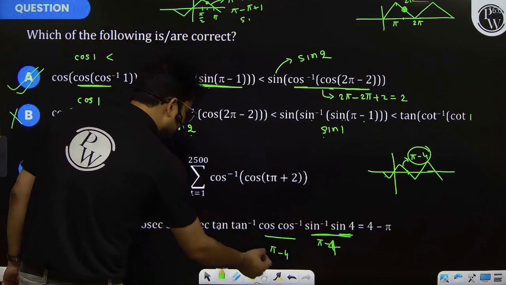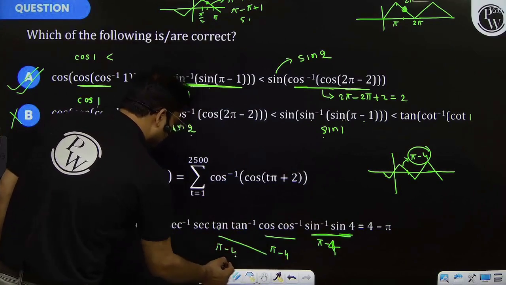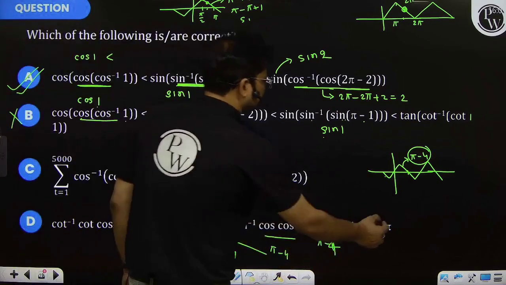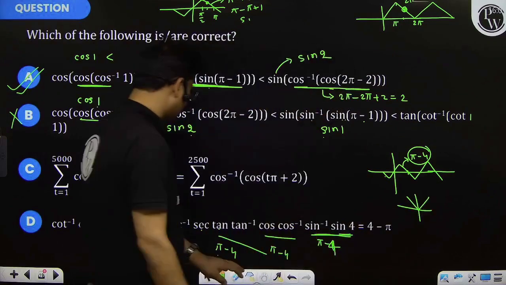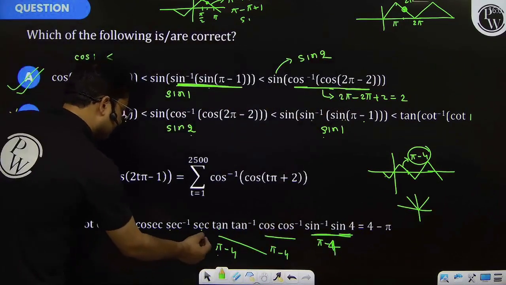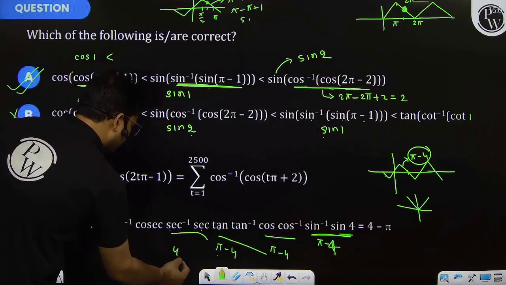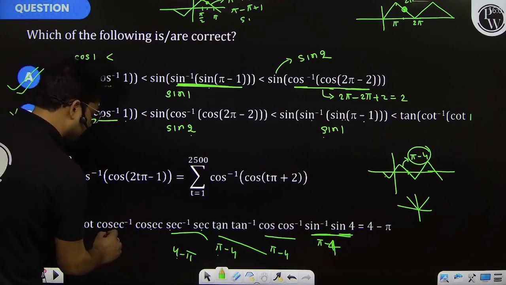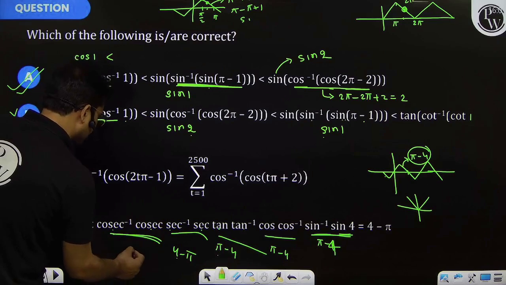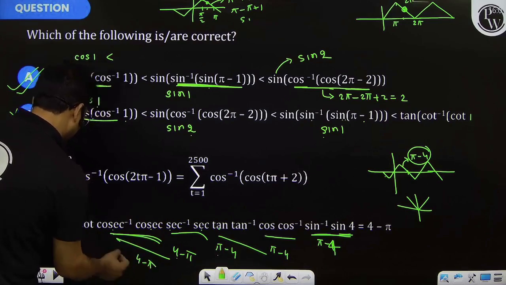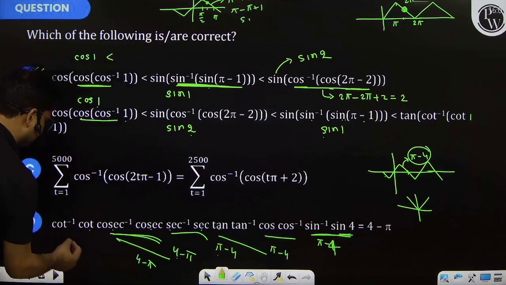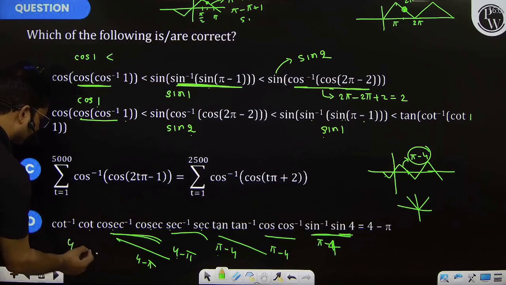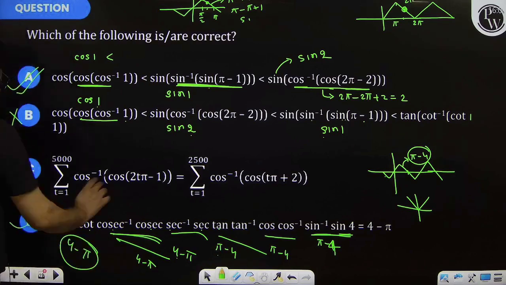Now tan inverse x, this will provide pi minus 4. For sec inverse sec x, graph is like this and pi minus 4 value is negative. So sec inverse sec x will give 4 minus pi. Cosec inverse cosec x, this is lying between minus pi by 2 to pi by 2. So this will provide 4 minus pi. And cot inverse cot 4 minus pi, this is also in the positive region. So it is 4 minus pi. So this answer is also correct.